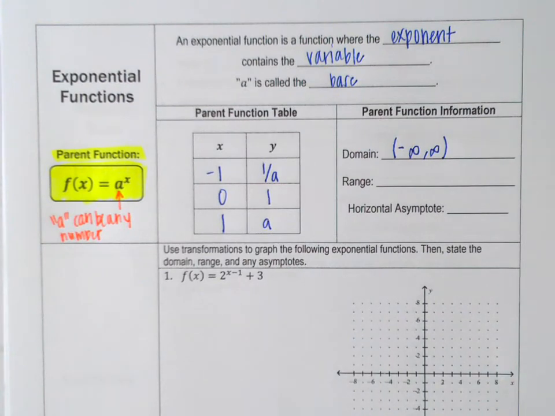Okay, so then the range. The range, remember, is my y values. That's my output. And so we're thinking, what type of number is this going to be, like the output? So if I plug in -1, I get 1/2. If I plug in 0, I get 1. If I plug in 1, I get 2.